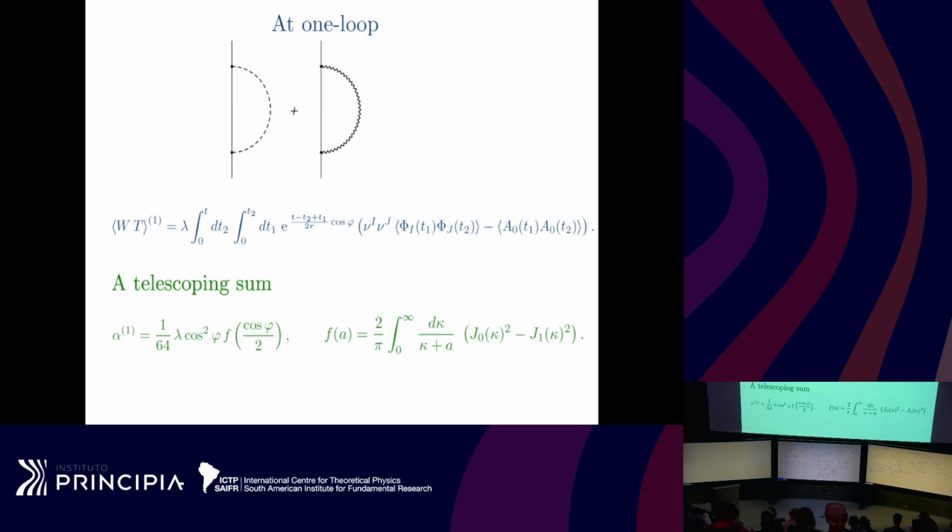How should I finish? Okay, we have computed these propagators, so we can of course insert them here and compute the one loop correction to this exponential behavior of the Wilson line. And it turns out that this difference here becomes a telescoping sum and finite, and we can write it down explicitly.